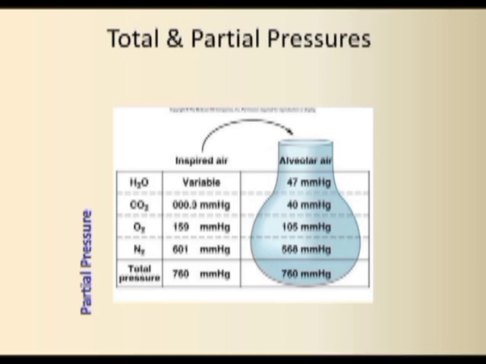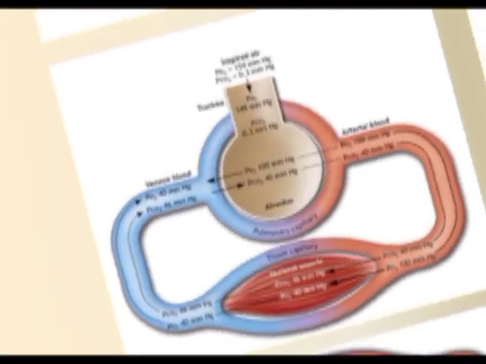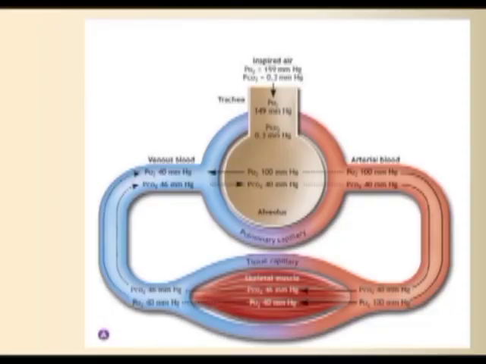In the total partial pressure of alveolar air, H2O is 47 mmHg, CO2 is 40 mmHg, O2 is 105 mmHg, and nitrogen is 565 mmHg. So the total pressure is 760 mmHg. Now we will discuss the diagram of exchange between the tissue and alveoli.